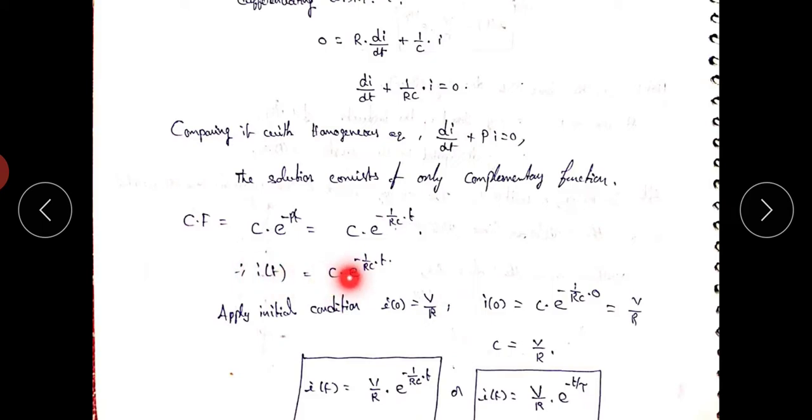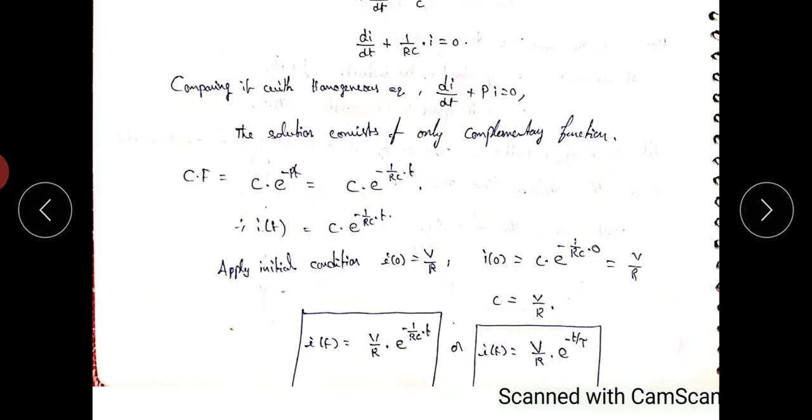So substitute t equals to 0. At t equals to 0, I of t becomes I of 0, so C into e power 0 equals V by R. So C equals V by R. The final equation is I of t equals V by R e power minus t by tau. This is the current expression of the DC series circuit from t equals to 0 plus to infinity.